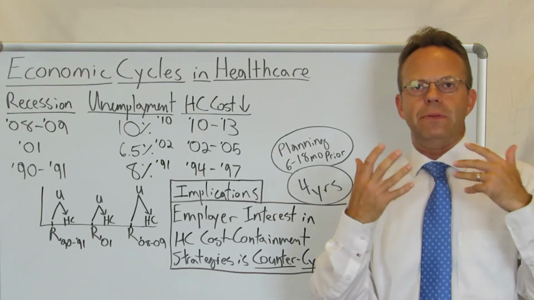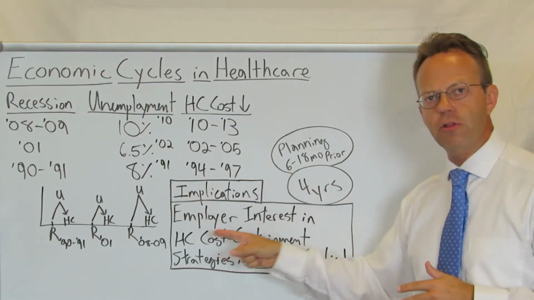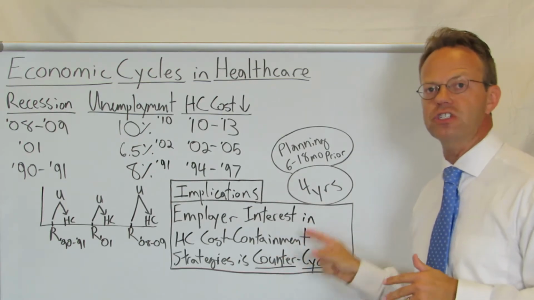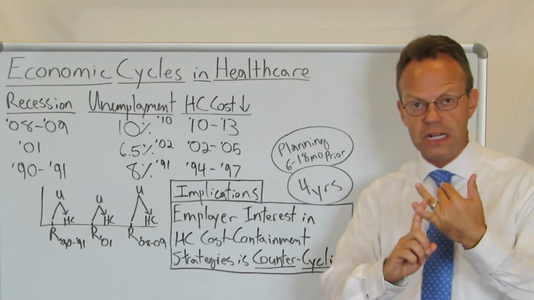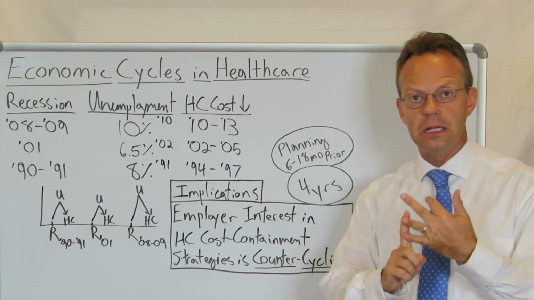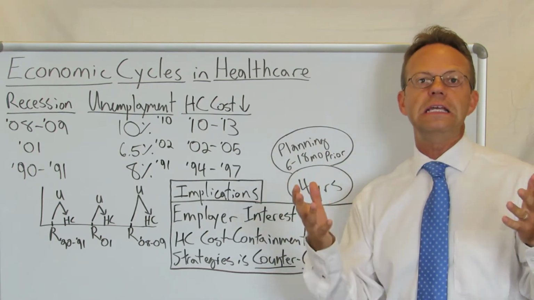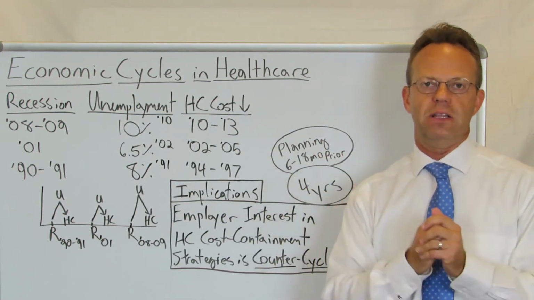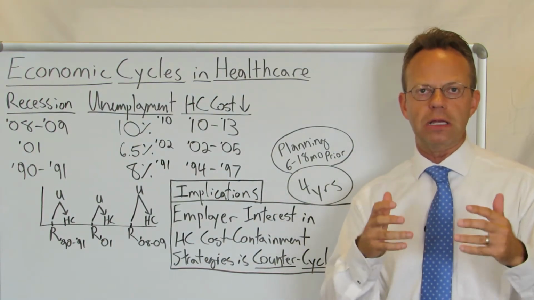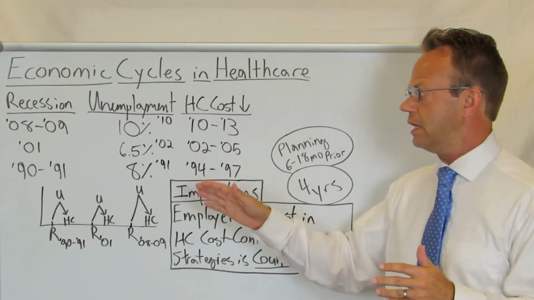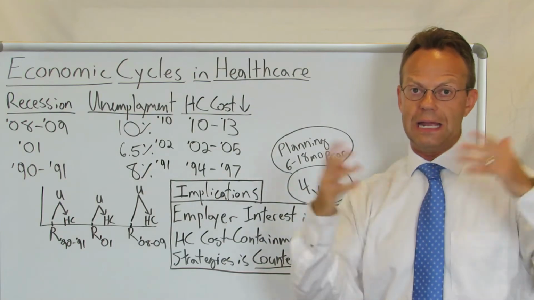So what are the implications of this pattern? One, employer interest in healthcare cost containment strategies is counter-cyclical. So note that things like a consumer-directed health plan with an HSA or an HRA, on-site and near-site clinic, direct contracting, reference-based pricing, all of these strategies are effective in lowering healthcare costs, right? So they work. However, their popularity in the marketplace goes along with a recession. It goes along with like a reversal in economic expansion, right?